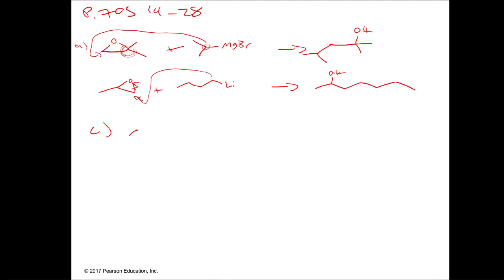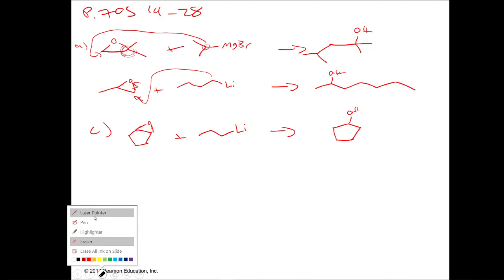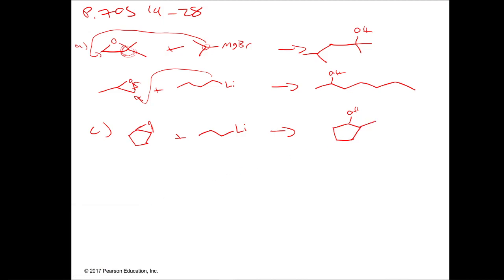cyclopentyl oxirane and ethyl lithium. Okay, doesn't matter which one it attacks, it's completely irrelevant because it's a symmetrical molecule. So one side will get the OH and one side will get another, oop, that's too many carbons. We'll get another 2 carbons hooked on. There you go. All right, so that'll do it for chapter 14.